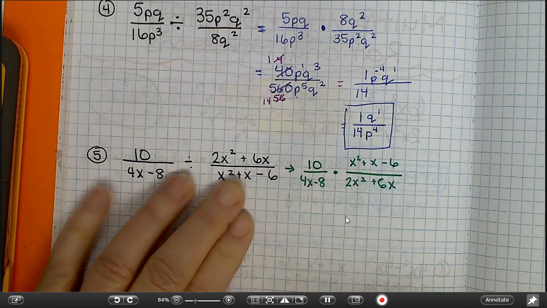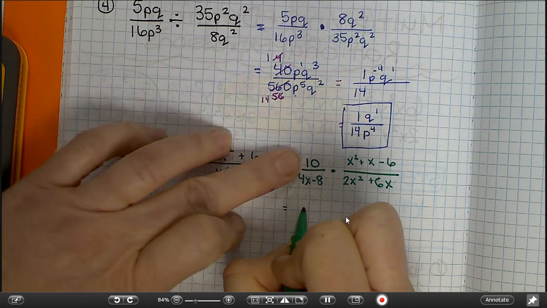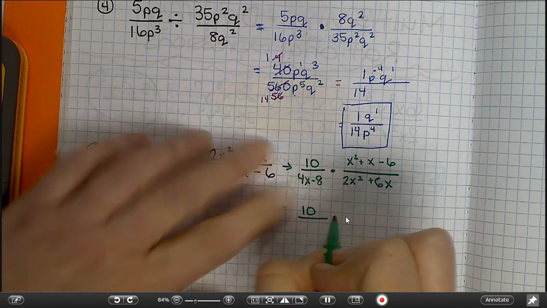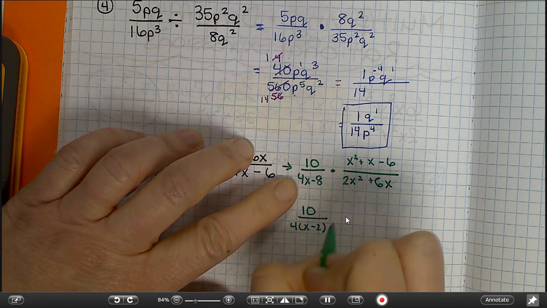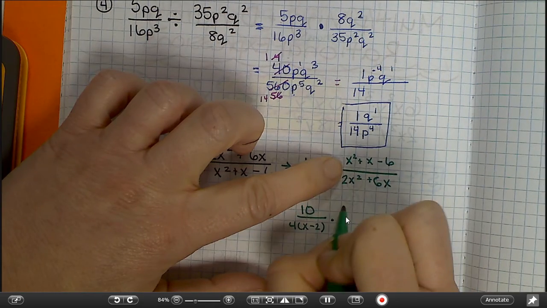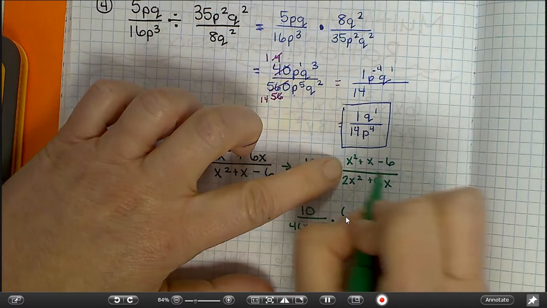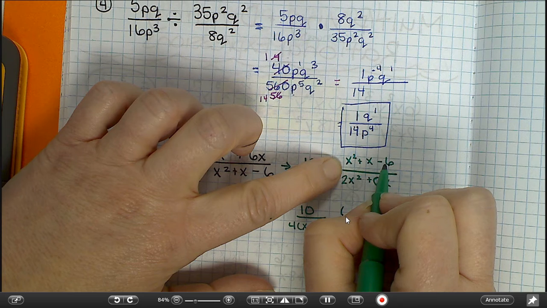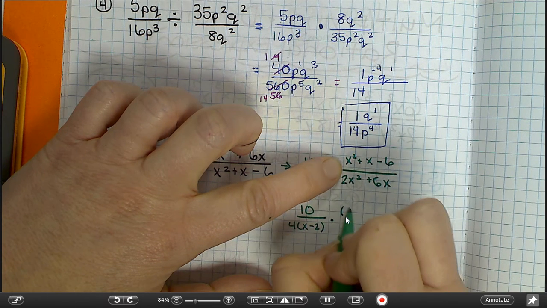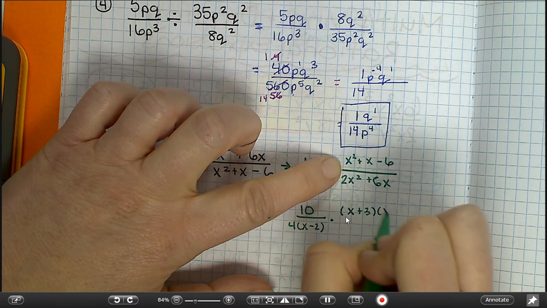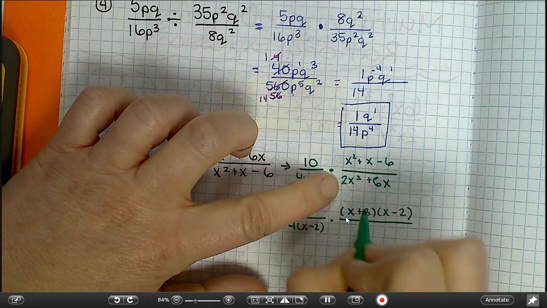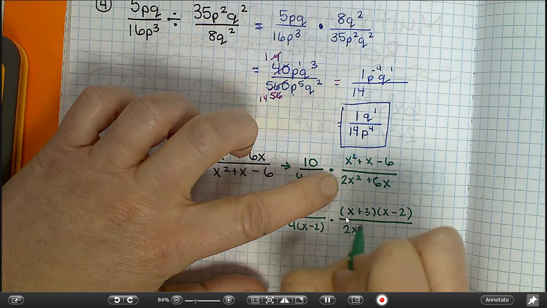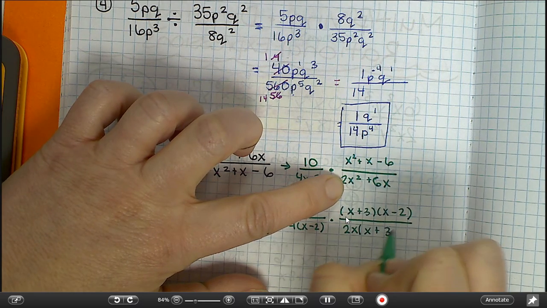Now we need to factor. Obviously 10 is not factorable. The GCF is 4, so 4 times x minus 2. You've seen this one before, I think. We need the factors of negative 6 that add up to positive 1. So x plus 3, x minus 2. And the factor GCF is 2x, x plus 3.